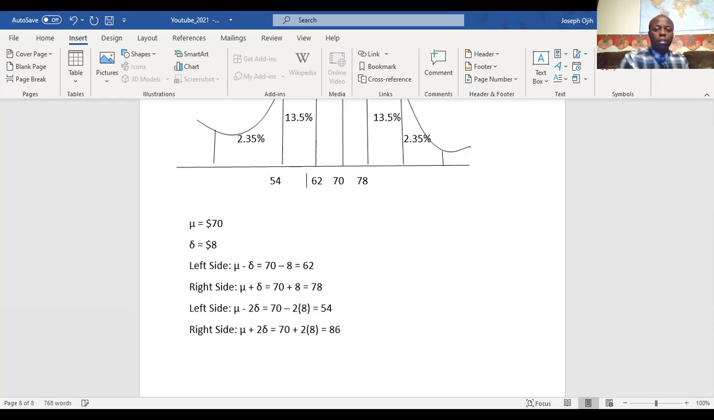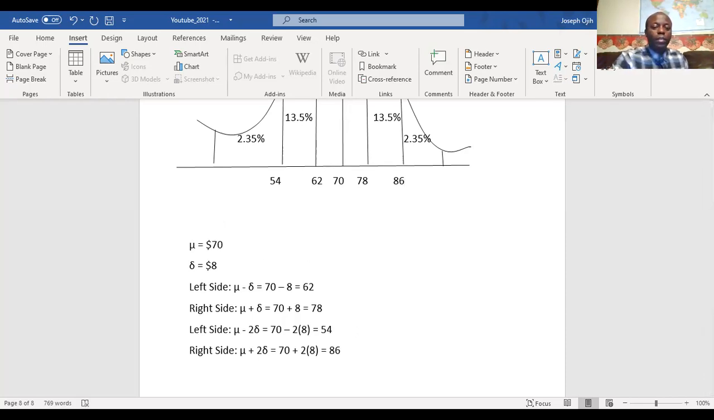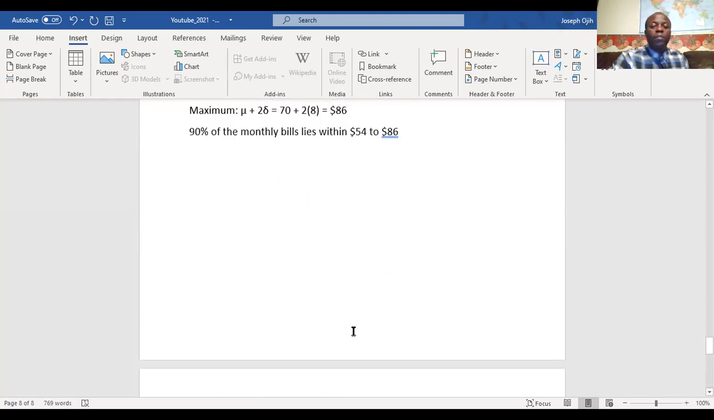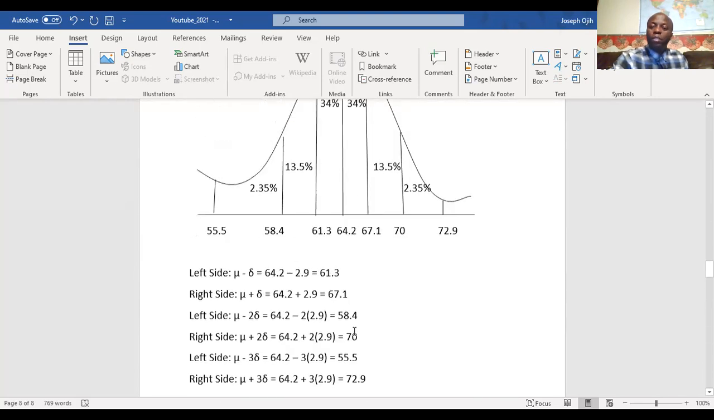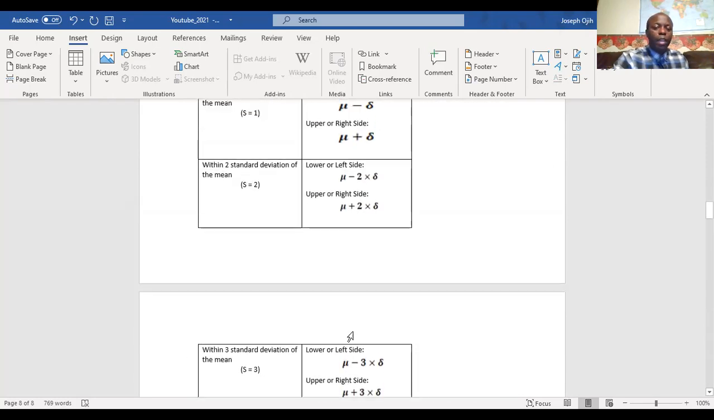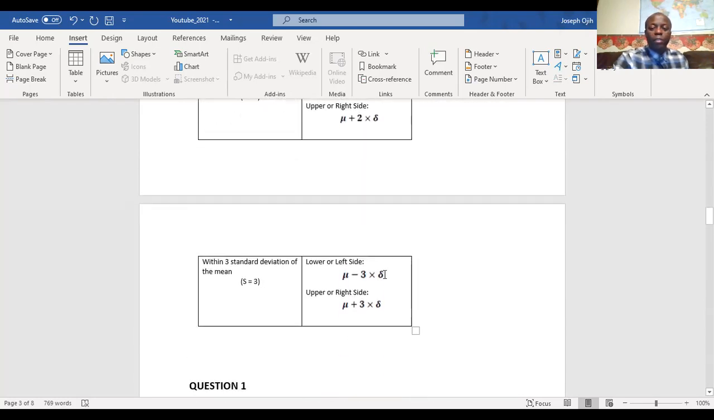Which is the mean. Okay, and the right side is $86. Now, the same thing again, repeat it for three standard deviations. For 3 standard deviations, we're gonna use the formula, which is mean minus 3 standard deviations for the left side and mean plus 3 standard deviations for the right side.